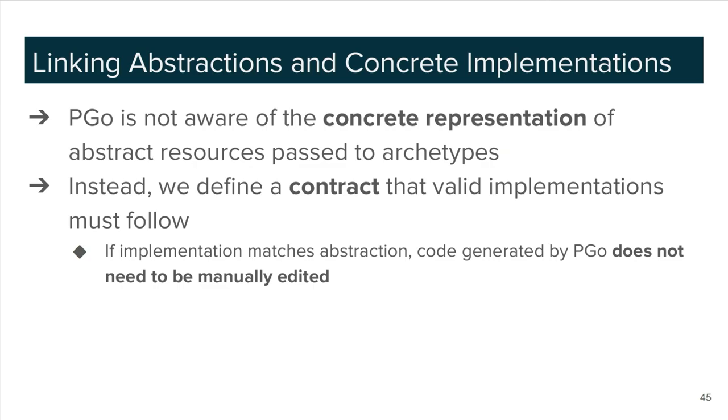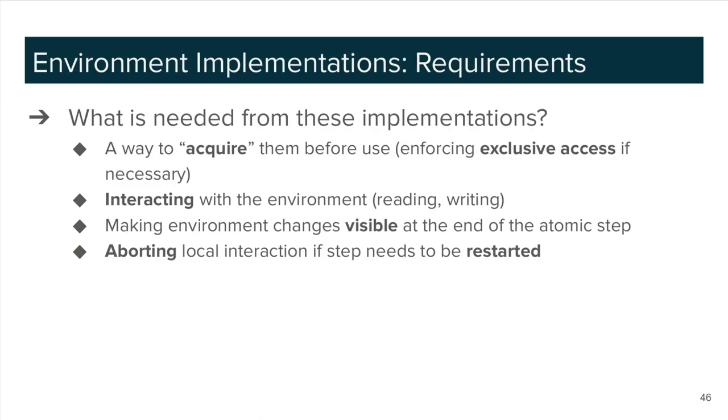So, as I've gone over quite a lot, Pigo doesn't really know how your resources are implemented. That's up to you. And we have a contract for how to implement it. It's been hinted at strongly throughout what I've been talking about so far what that contract is. So you need to acquire, you need to read and write, you need to be able to commit at the end, and you need to be able to abort if you're restarting.